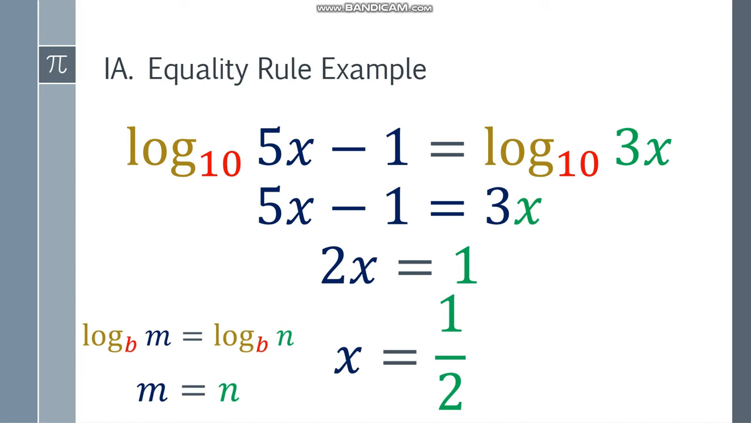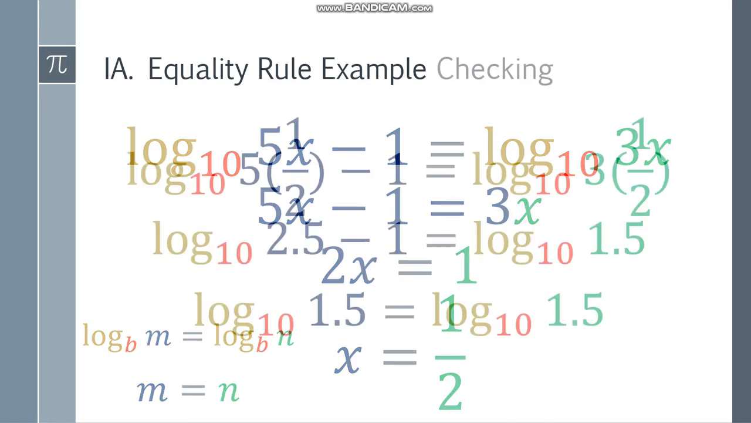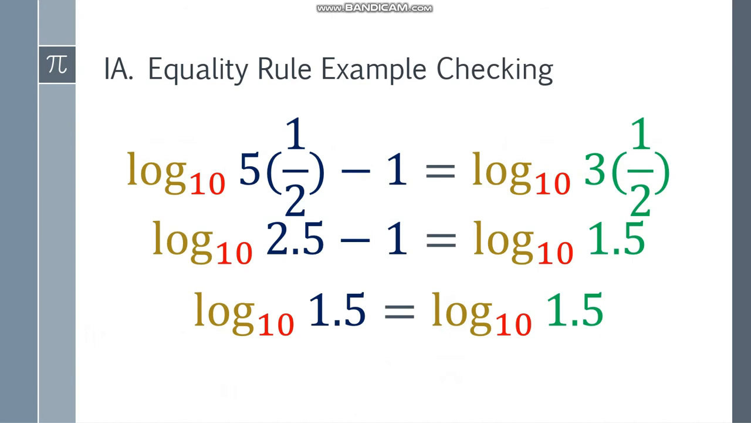So, check natin kung tama ba yung x. So, substitute mo lang yung value ni x. So, 5 times 1 half minus 1 is equal to log base 10 of 3 times 1 half. So, 5 times 1 half, that will be 2.5 minus 1 dito sa kaliwa, at sa kanan naman will be 1.5. 2.5 minus 1 ay 1.5, at sa kanan, syempre 1.5 din. So, dahil parehas sila equal, so tama tayo.